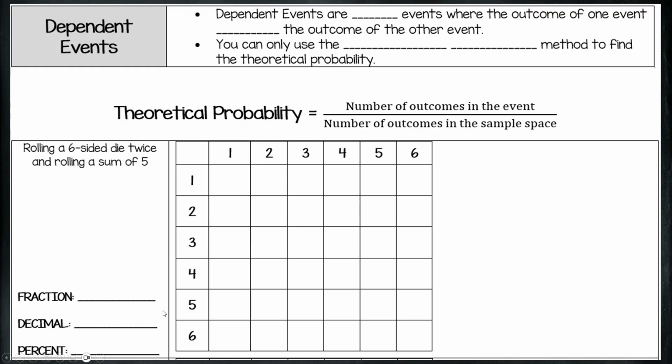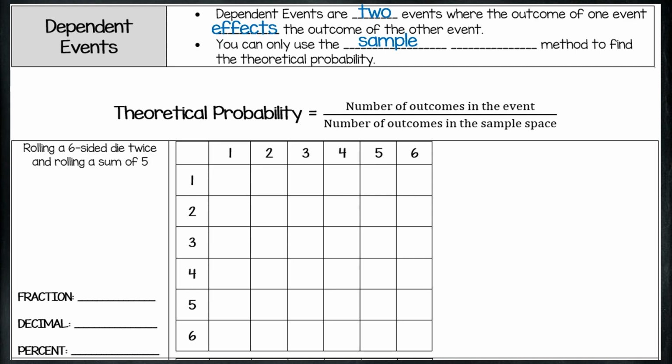All right. So this is that second page of notes. And at the top, you have just a little bit of vocabulary. Dependent events are 2 events where the outcome of one event affects the outcome of the other event.